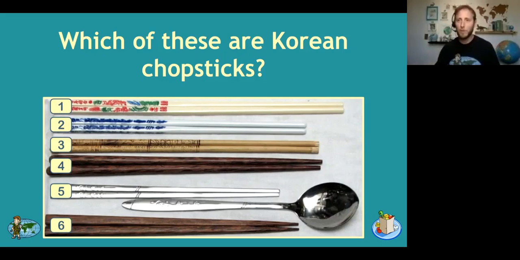So if you are up near your camera, you can put in your answers in the chat box, or you can just yell it out loud to your classmates. And I'm gonna give you 3, 2, 1. All right, so everyone, if you answered number 5, you are correct. So number 5 is Korean chopsticks. And so if you notice, they're the only ones made out of metal. So Korean chopsticks are made of metal.